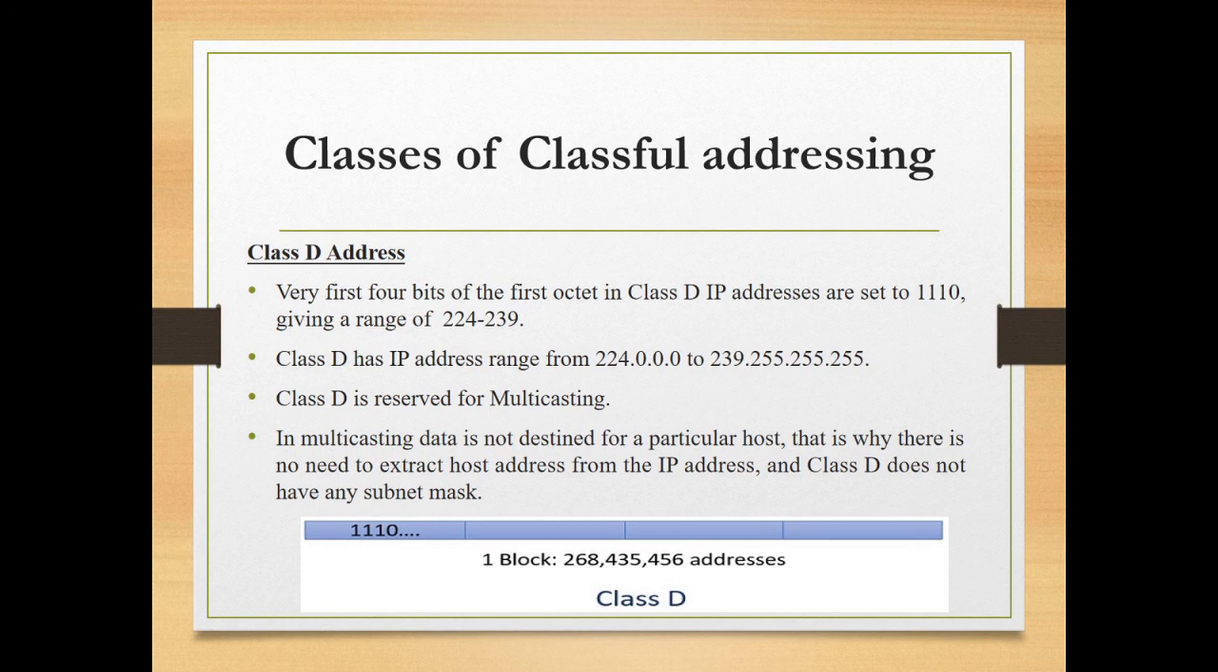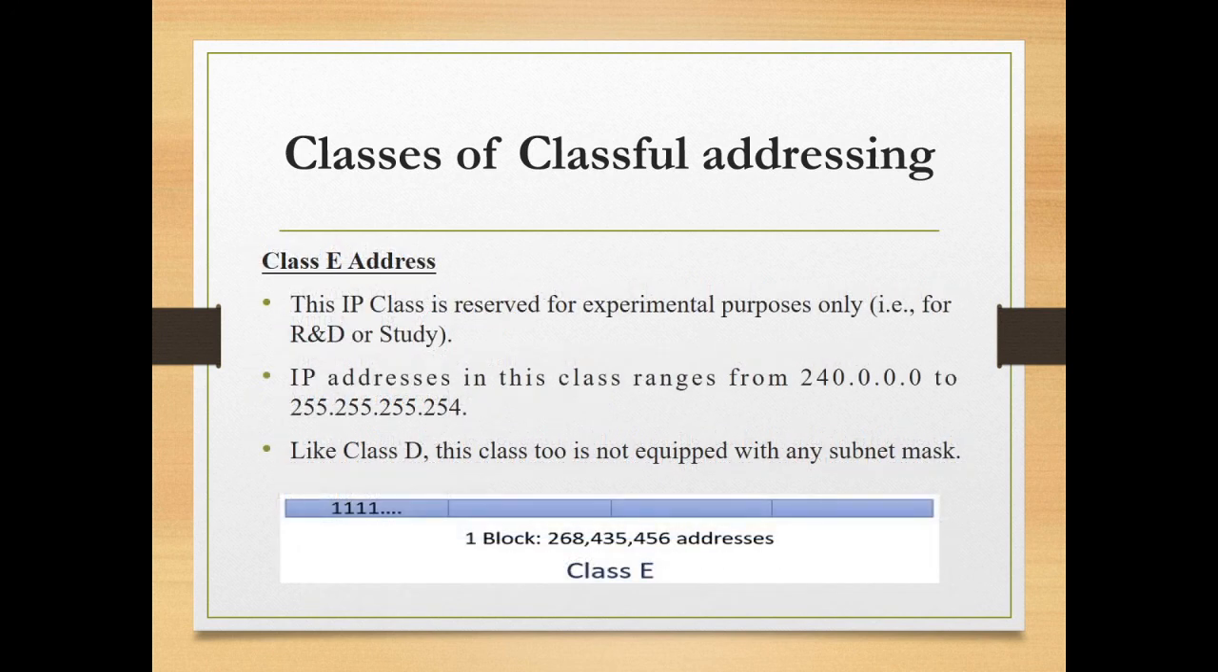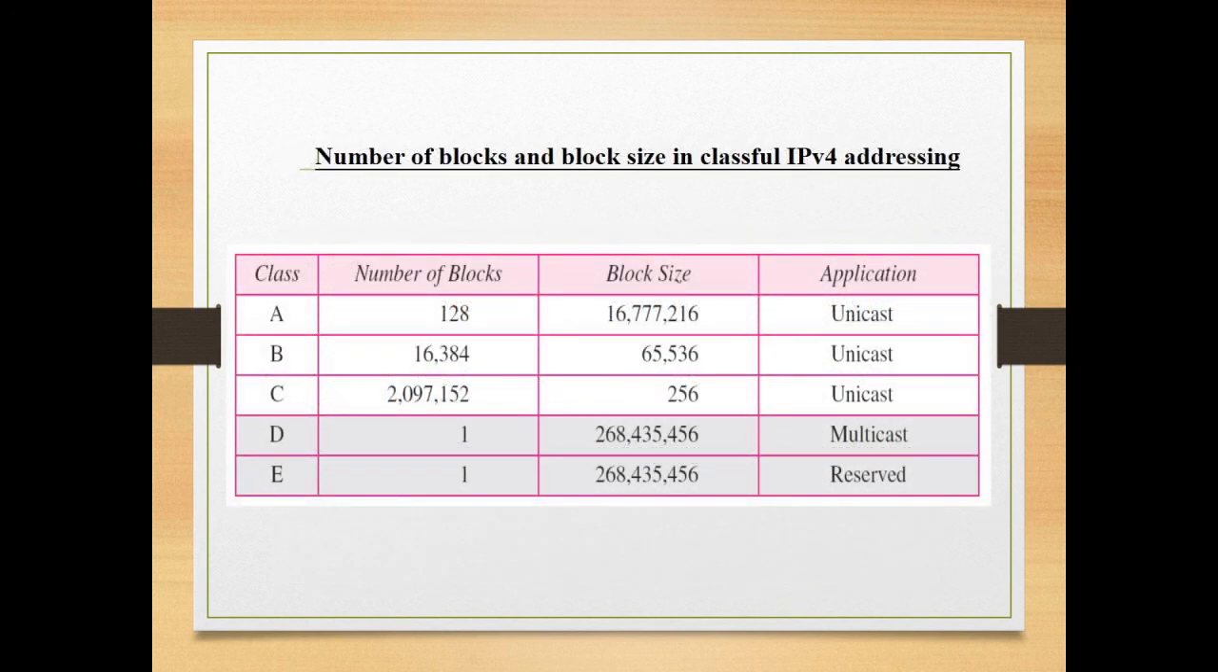Class D has been reserved for multicasting. In multicasting, data is not destined for a particular host. That is why there is no need to extract a host address from the IP address, and class D does not have any subnet mask. Class E address is reserved for experimental purposes only, so this also doesn't have any subnet mask. The number of blocks and block size in classful IPv4 addressing is shown in a table format.